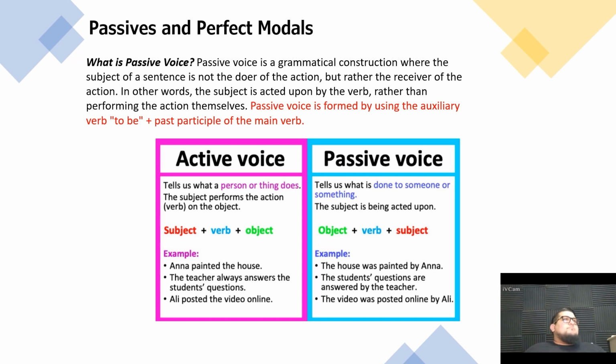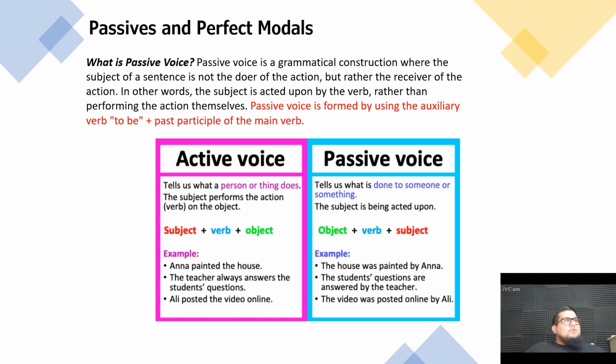The passive and perfect modals. What is the passive voice? Passive voice is a grammatical construction where the subject of the sentence is not the doer of the action, but rather the receiver of the action. In other words, the subject is acted upon by the verb rather than performing the action itself. Passive voice is formed by using the auxiliary verb to be plus the past participle of the main verb.